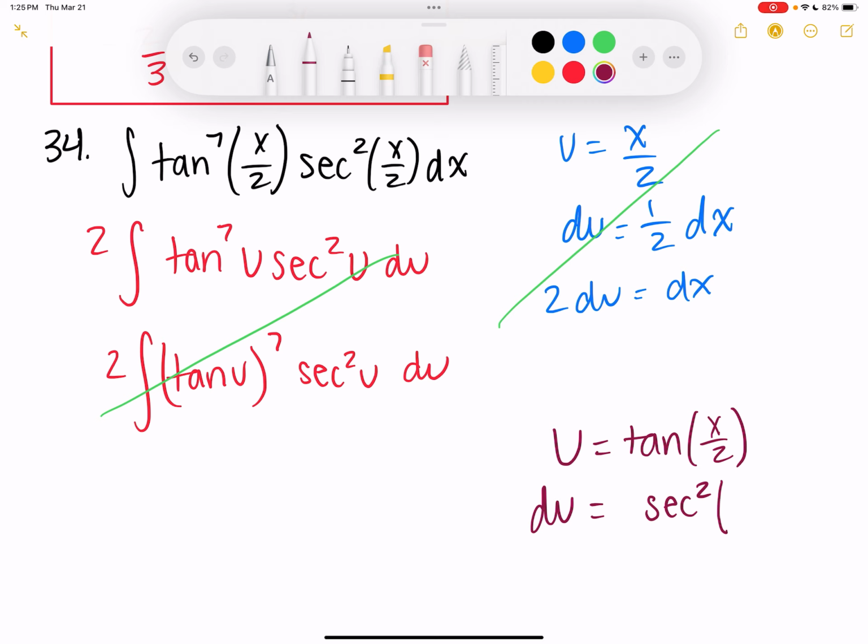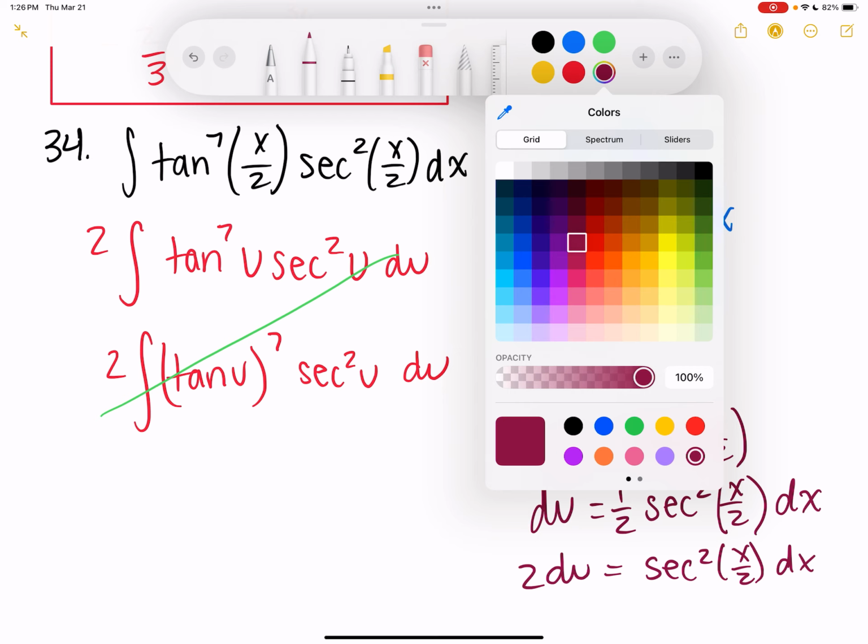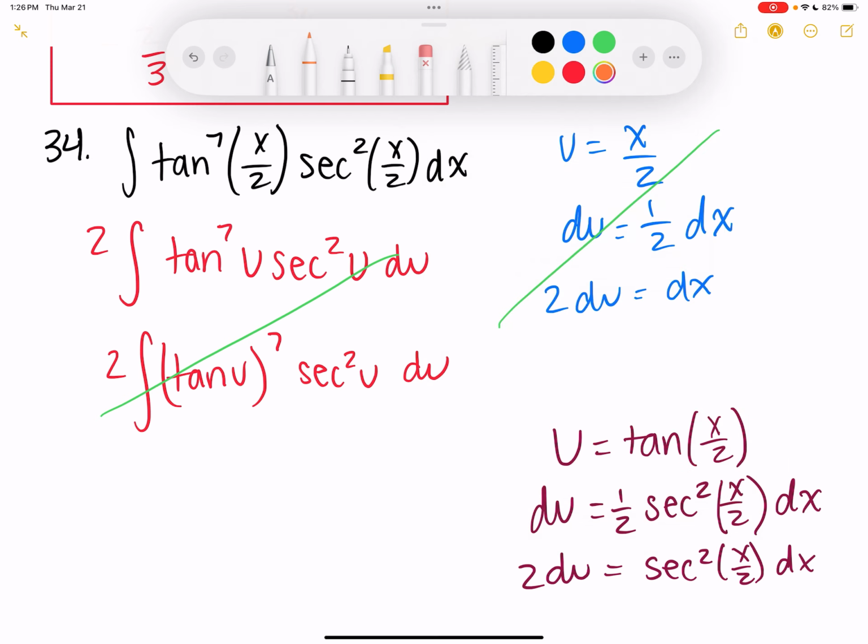One half? Chain rule. Secant squared of x over 2 times 1/2 dx. Okay, now, do I have 1/2 secant squared of x over 2? No, I don't have the 1/2, so I still need to multiply it over. So 2 du equals secant squared of x over 2 dx. So now I have 2 integral of u to the 7th du.